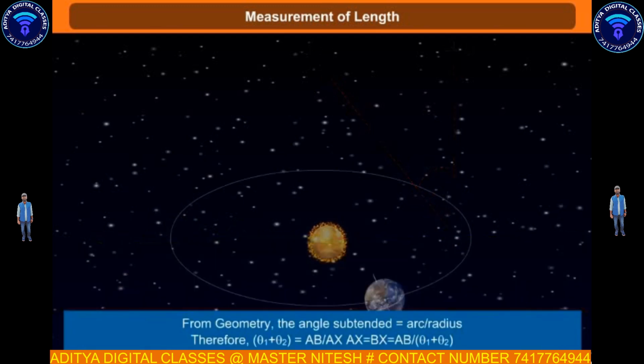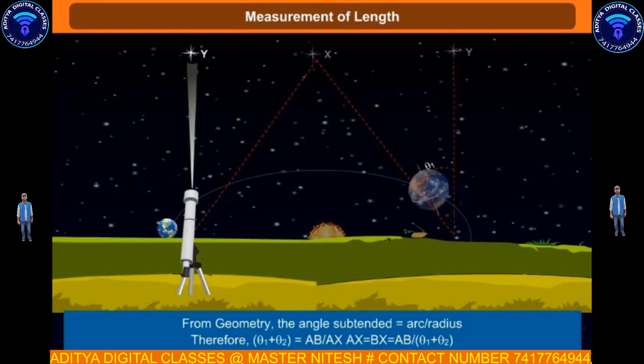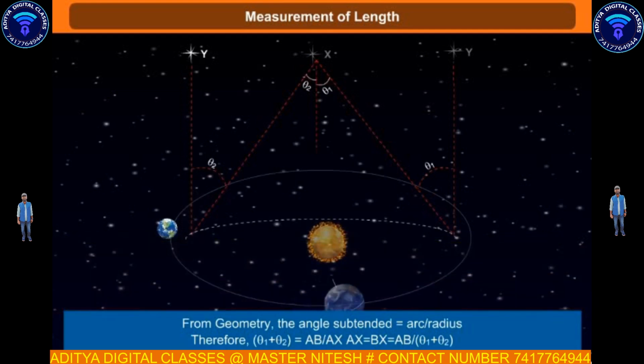From geometry, the angle subtended is equal to arc divided by radius. Therefore, θ1 plus θ2 is equal to AB divided by AX. This gives AX equals BX equals AB divided by θ1 plus θ2, or AX equals BX equals b divided by θ1 plus θ2, where θ1 plus θ2 is equal to θ.